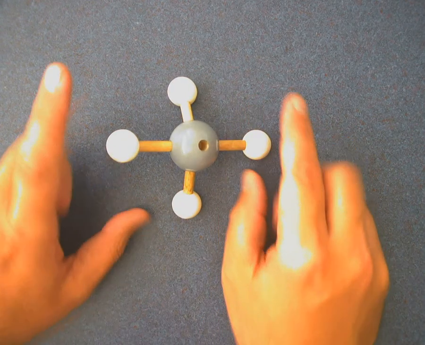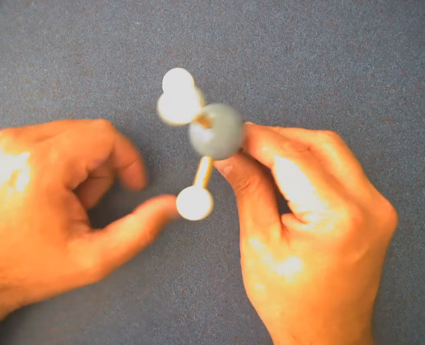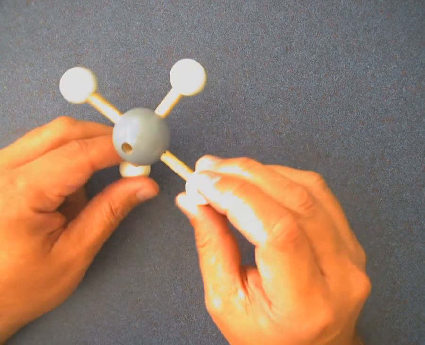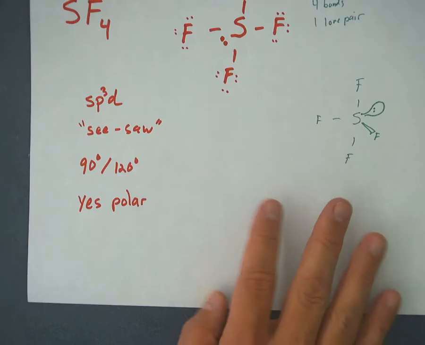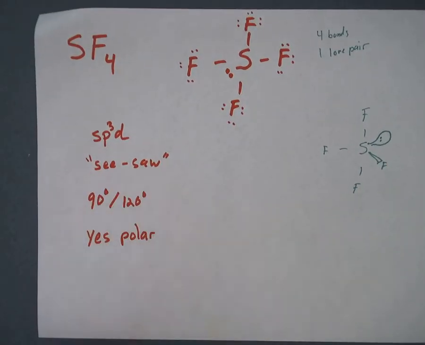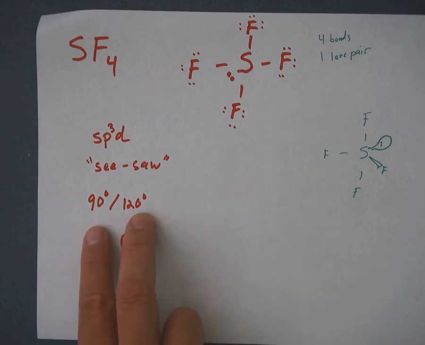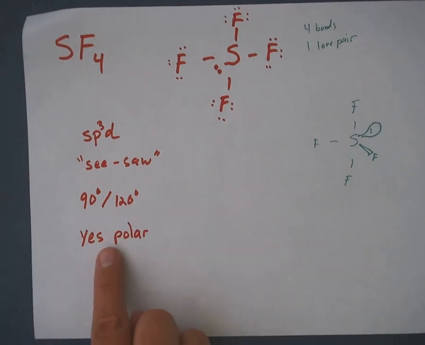I don't know if you can imagine that I'm kind of flipping back and forth like a little kid's toy, but this is called a seesaw shape. I can't believe that that's the official name when we have so many more scientific sounding things. We still have the same bond angles, and this one would be polar.